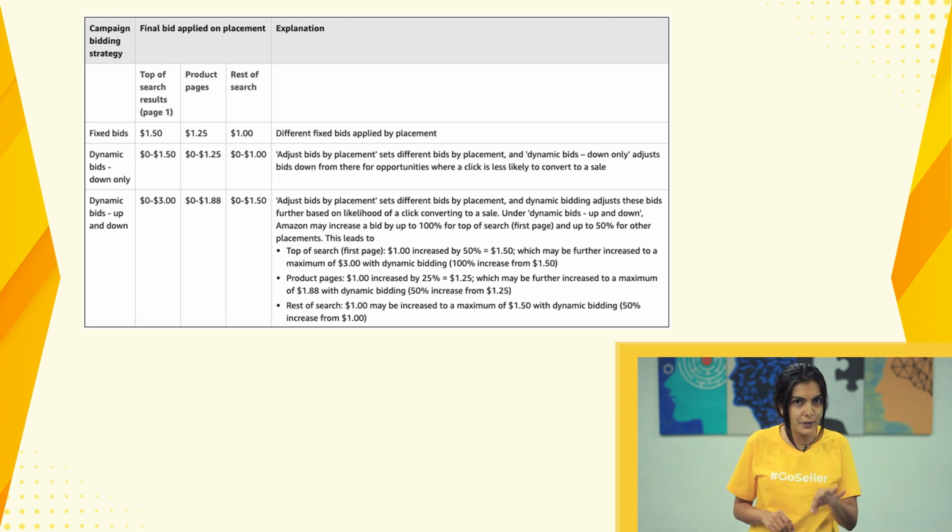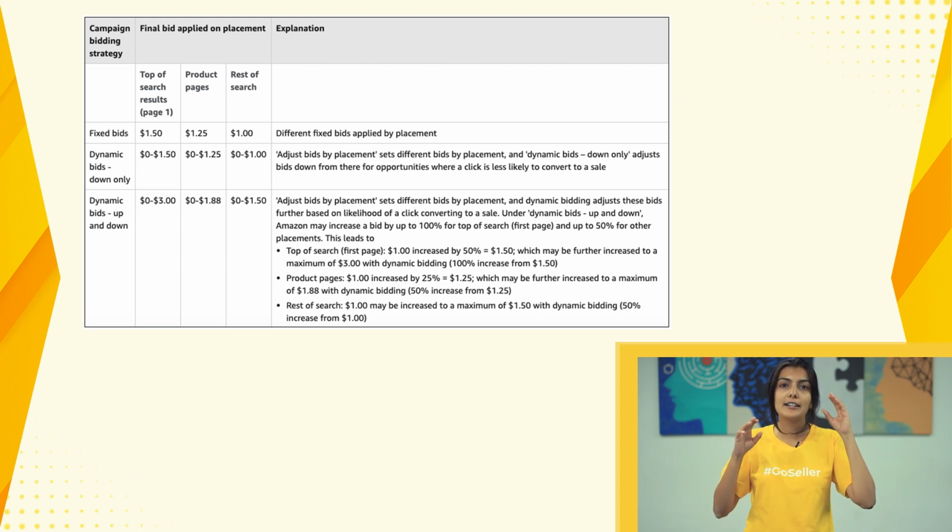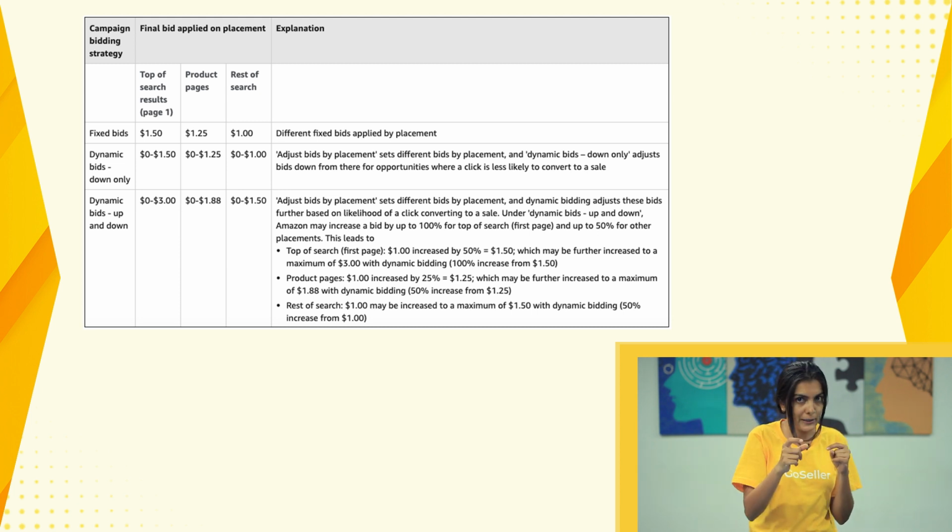So, a quick review of fixed bids. Fixed bids remain as they are. There's no changes whatsoever, but it takes the percentage that you have put into the placement bidding multiplier into account. So the default bid plus the placement bidding multiplier equals your fixed bid, but it does not increase or decrease depending on the likeliness of conversions.